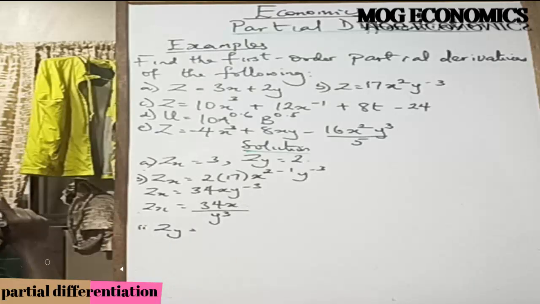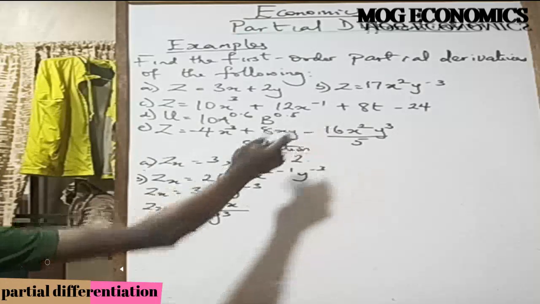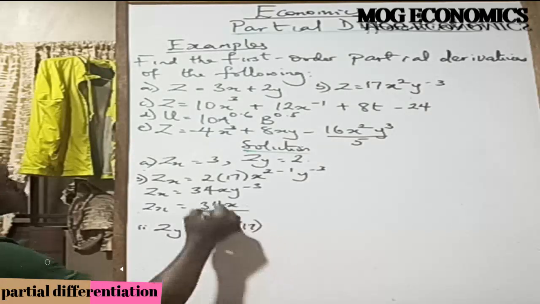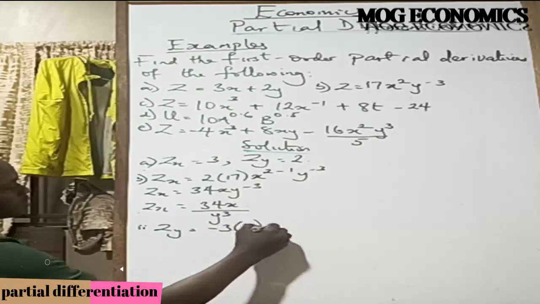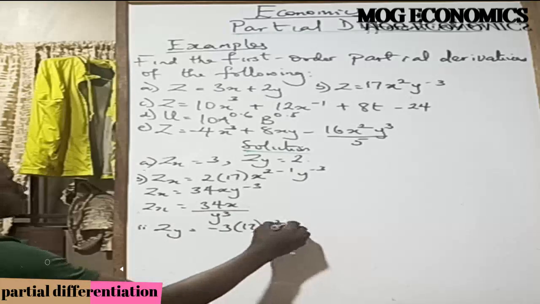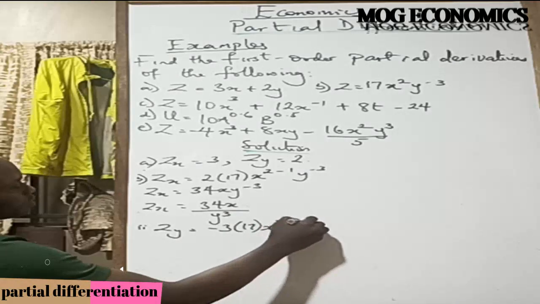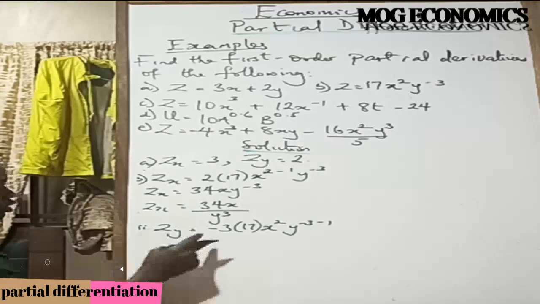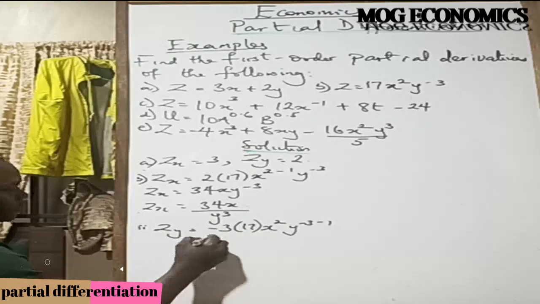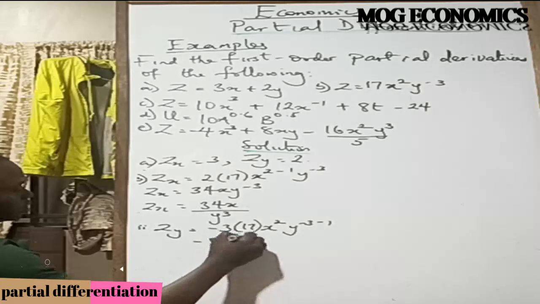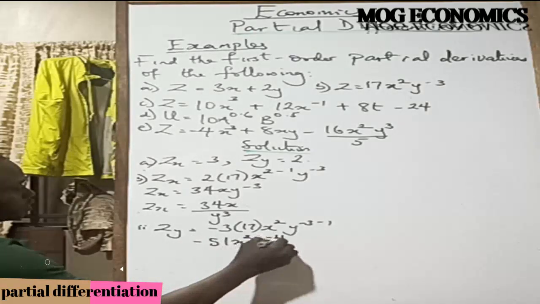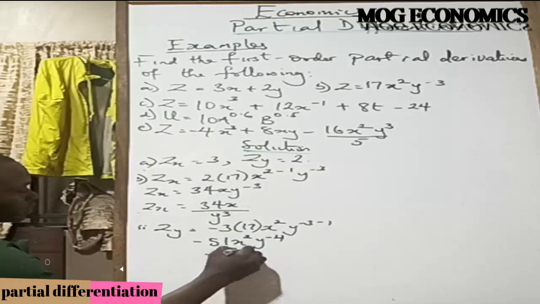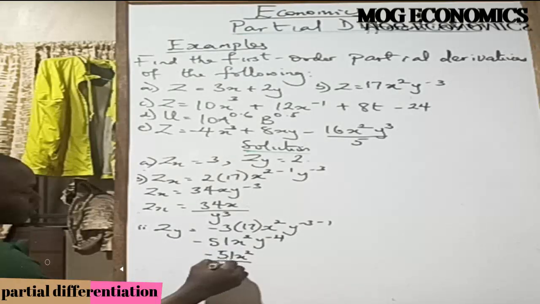Zy is going to be the power on y, which is minus 3, so minus 3 multiplied by 17. You leave x alone the way it is, x squared, then y raised to power, be careful, minus 3 minus 1 is not minus 2, that's going to give us minus 4. So minus 3 times 17 is minus 51, x squared, y raised to power minus 4. So you can convert this into minus 51 x squared divided by y raised to power 4.